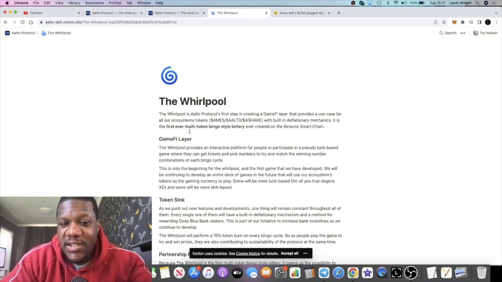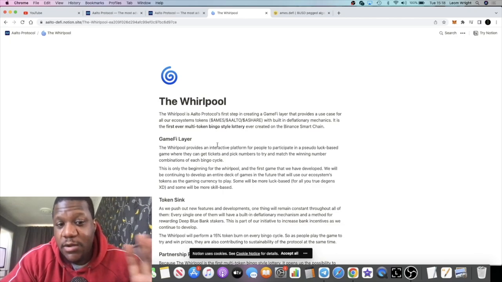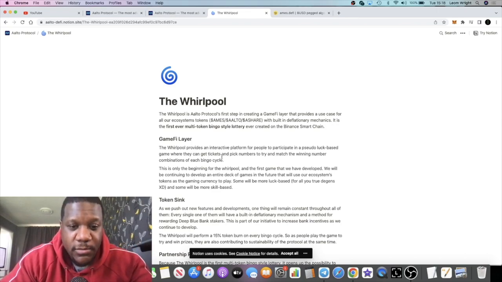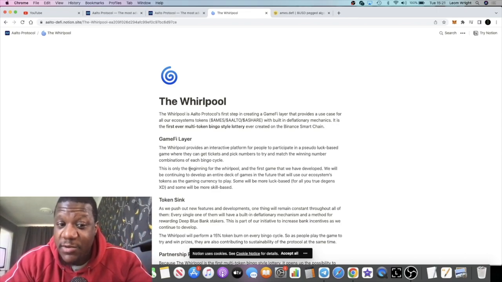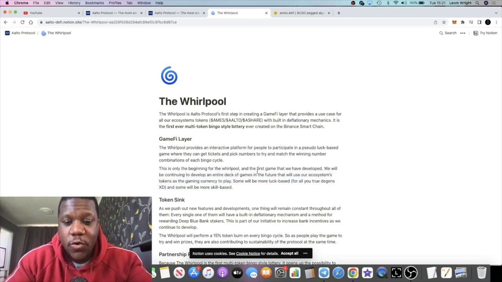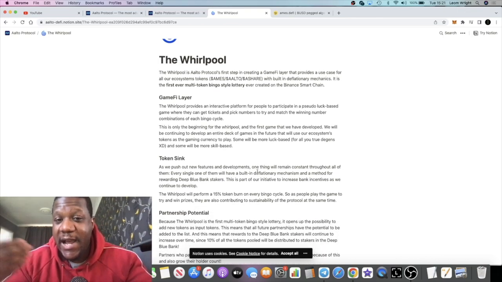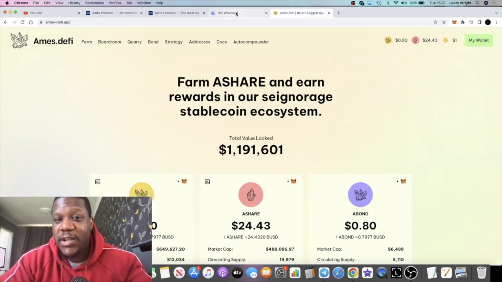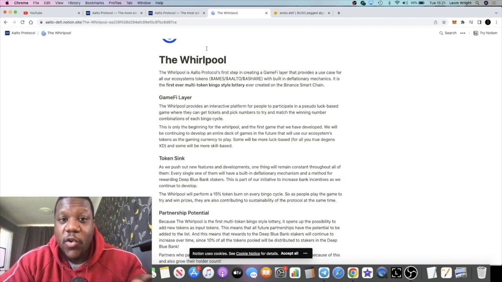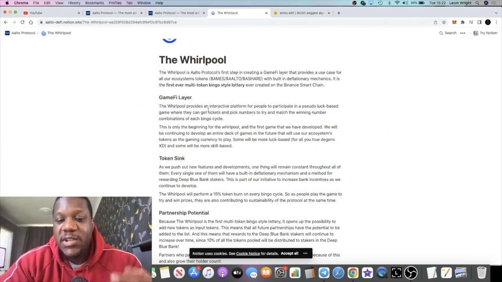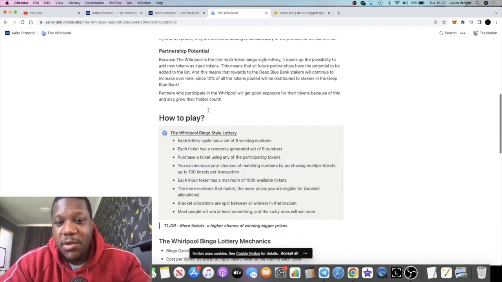So it is the first ever multi-token bingo style lottery ever created on the Binance Smart Chain. So first movers on this. This is the GameFi layer on Aalto, and it's just the first game that they developed, because they're going to be continuing to develop an entire deck of games which will help grow the whole ecosystem. Now one of the things we liked about Aalto is the fact that they had an ecosystem, starting with Ames, moving on to Aalto, and now they've got all of these added moving parts that they're adding to the protocol, which is just going to make it bullish and help create sustainability for the platform.